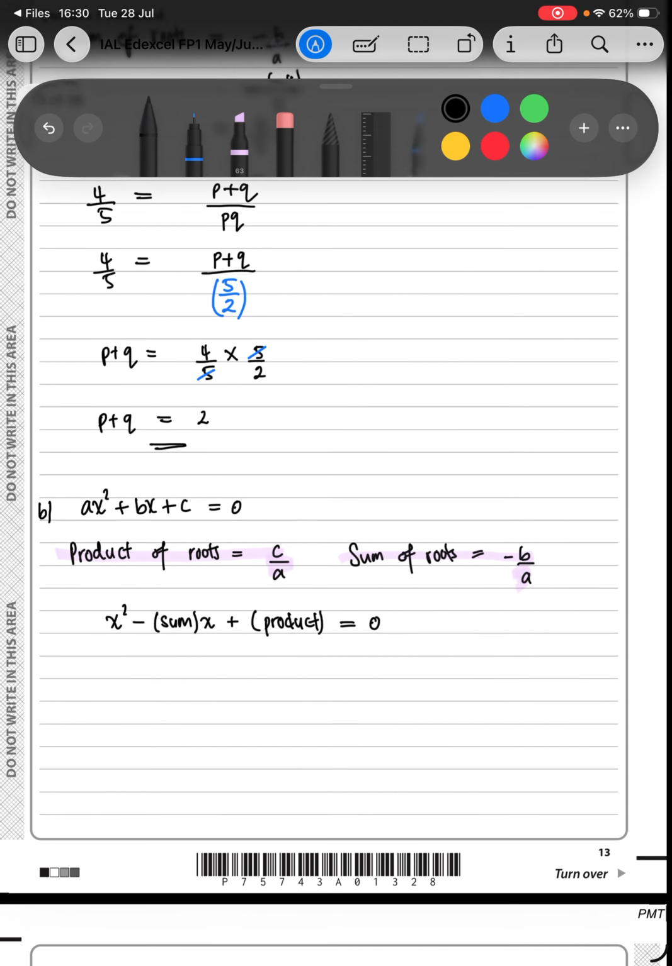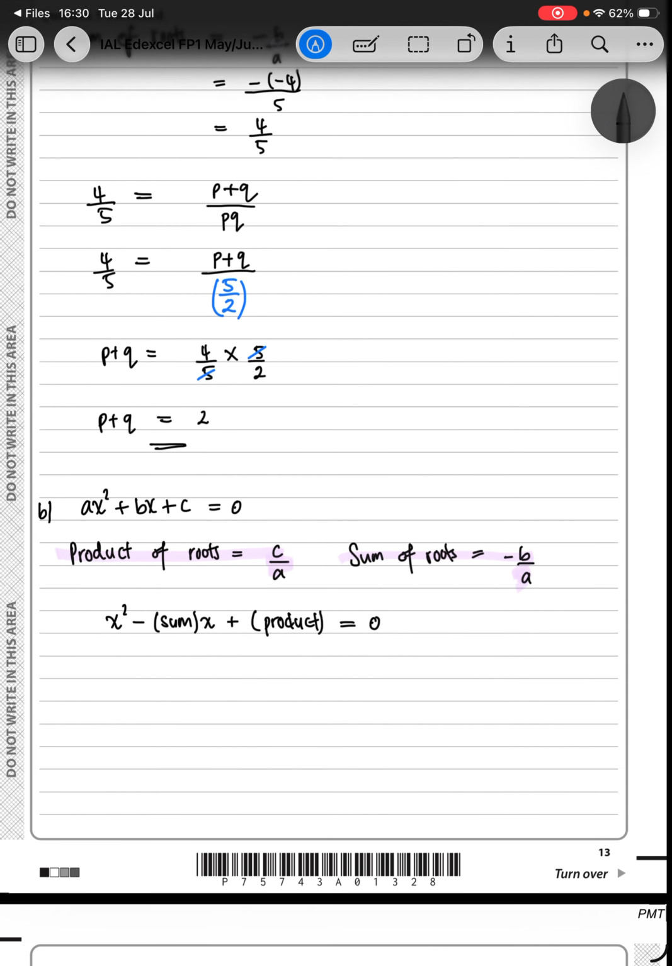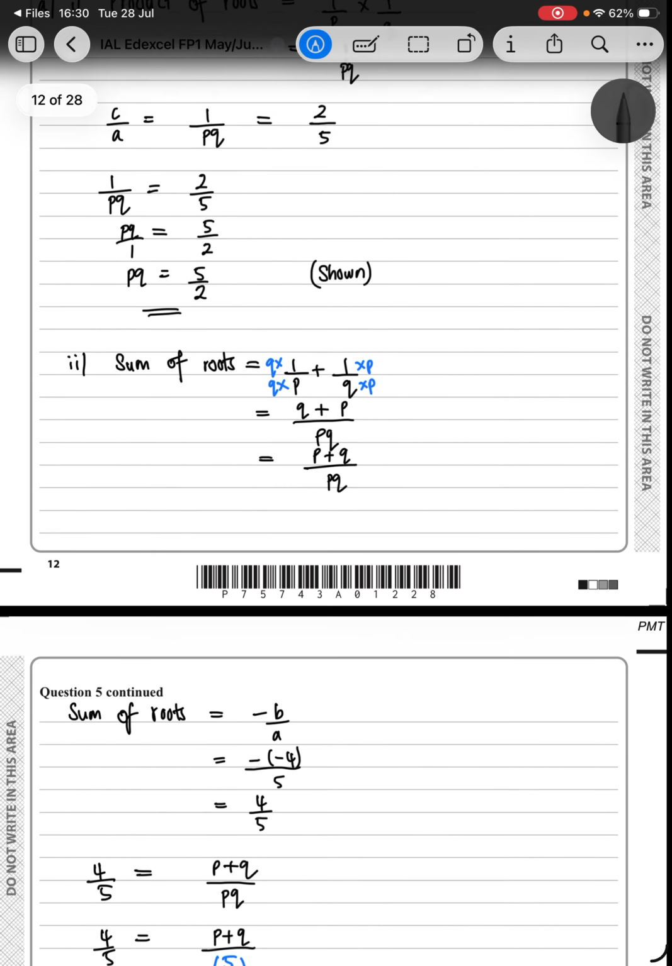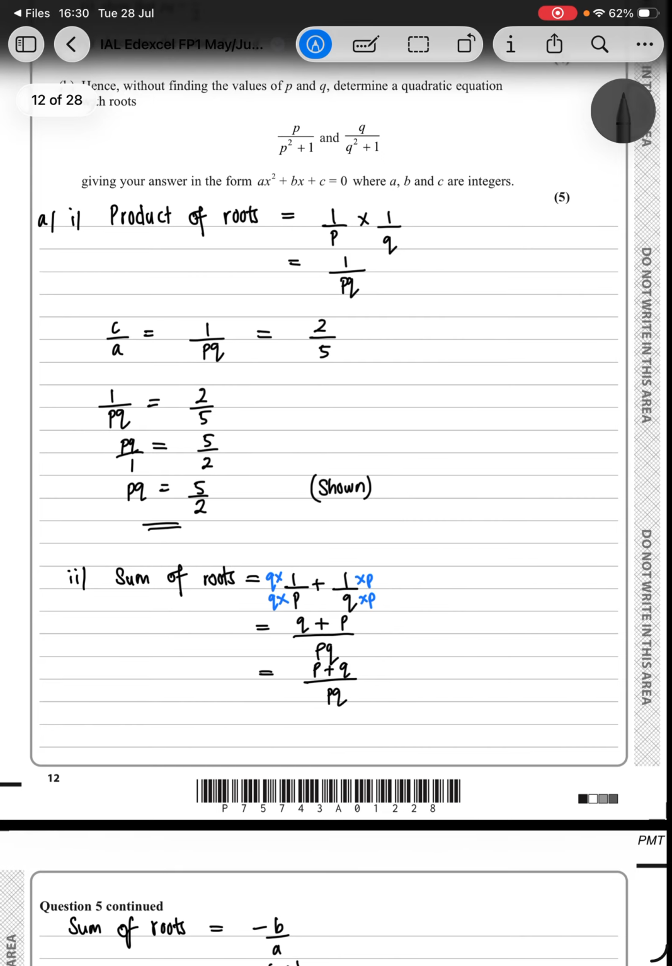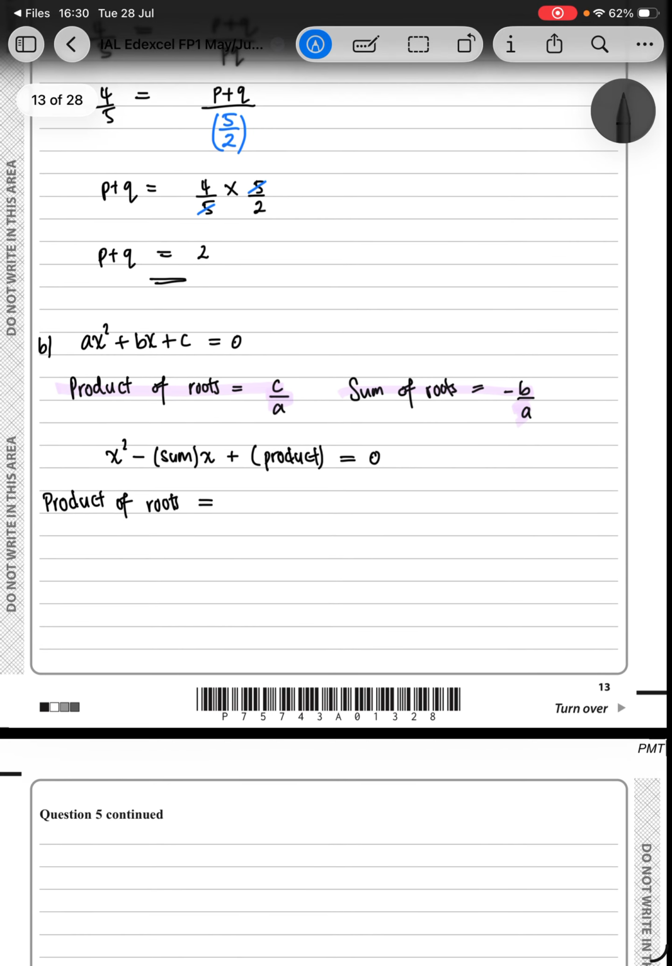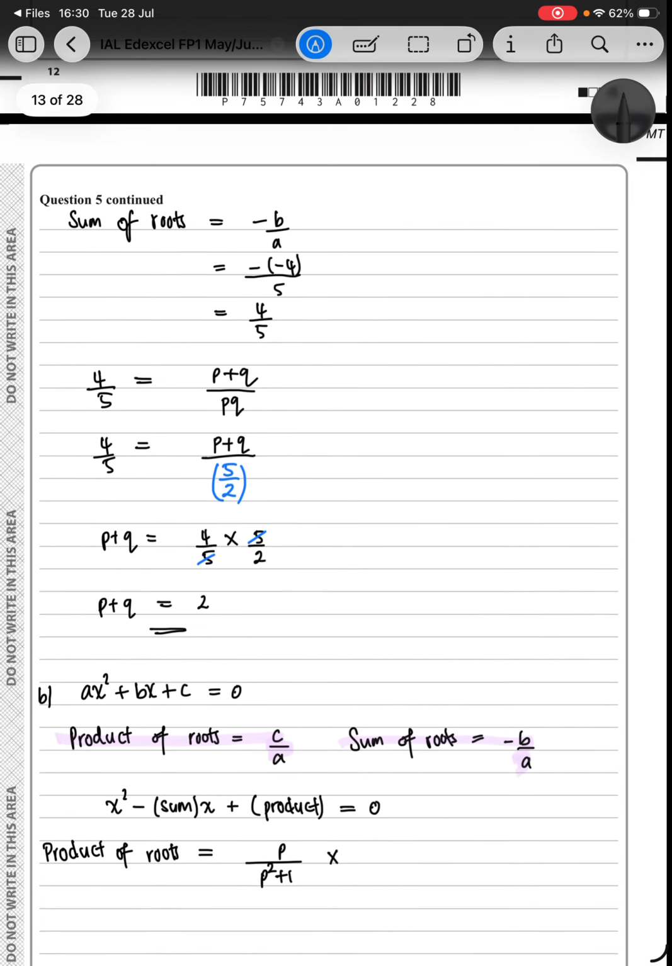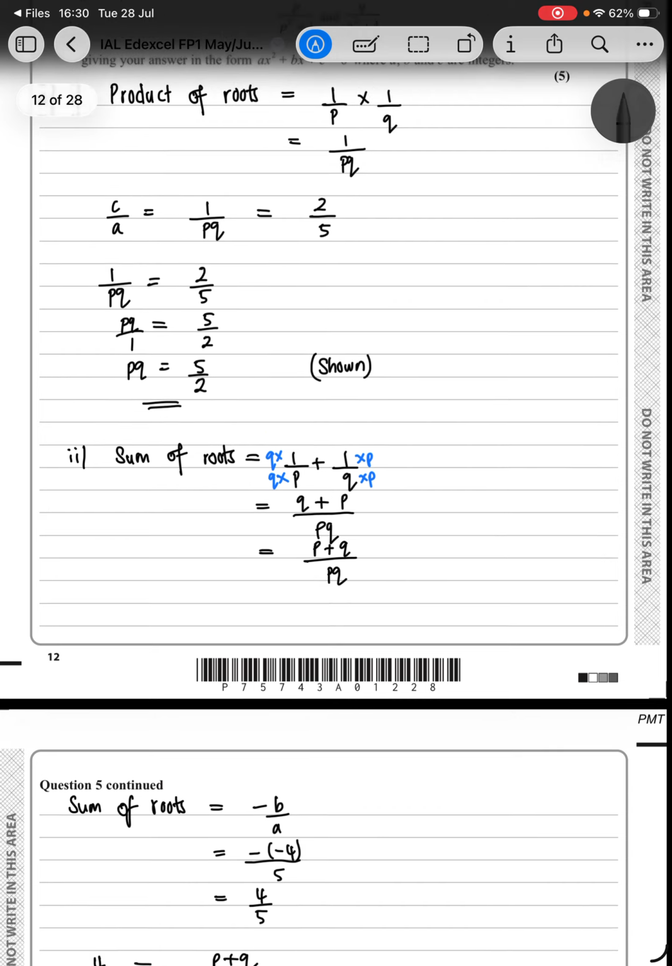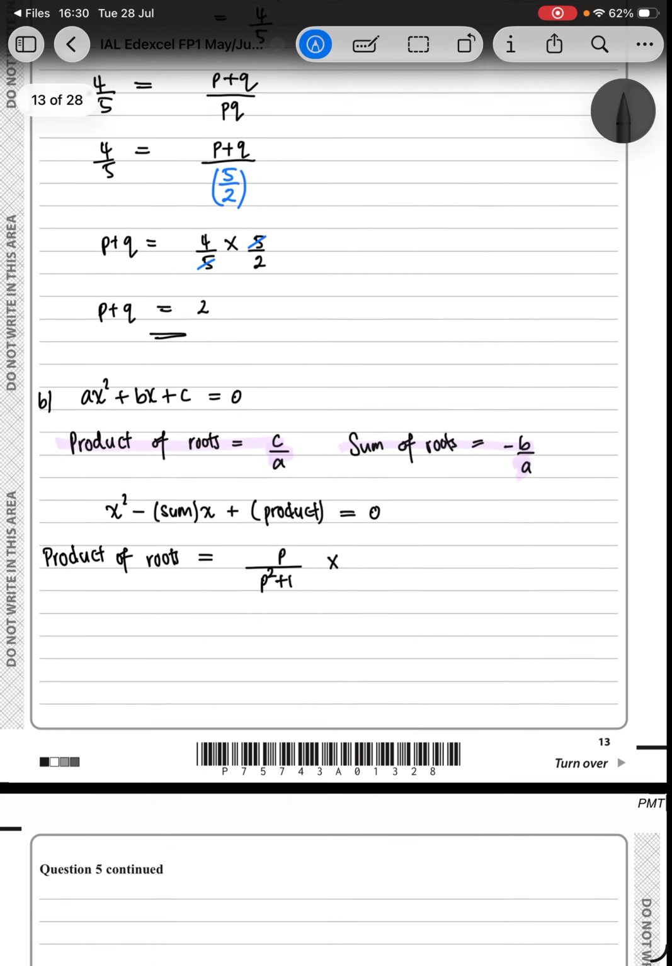Right. So let's find the product first. Product of roots is equal to p over p squared plus 1 multiplied by q over q squared plus 1.